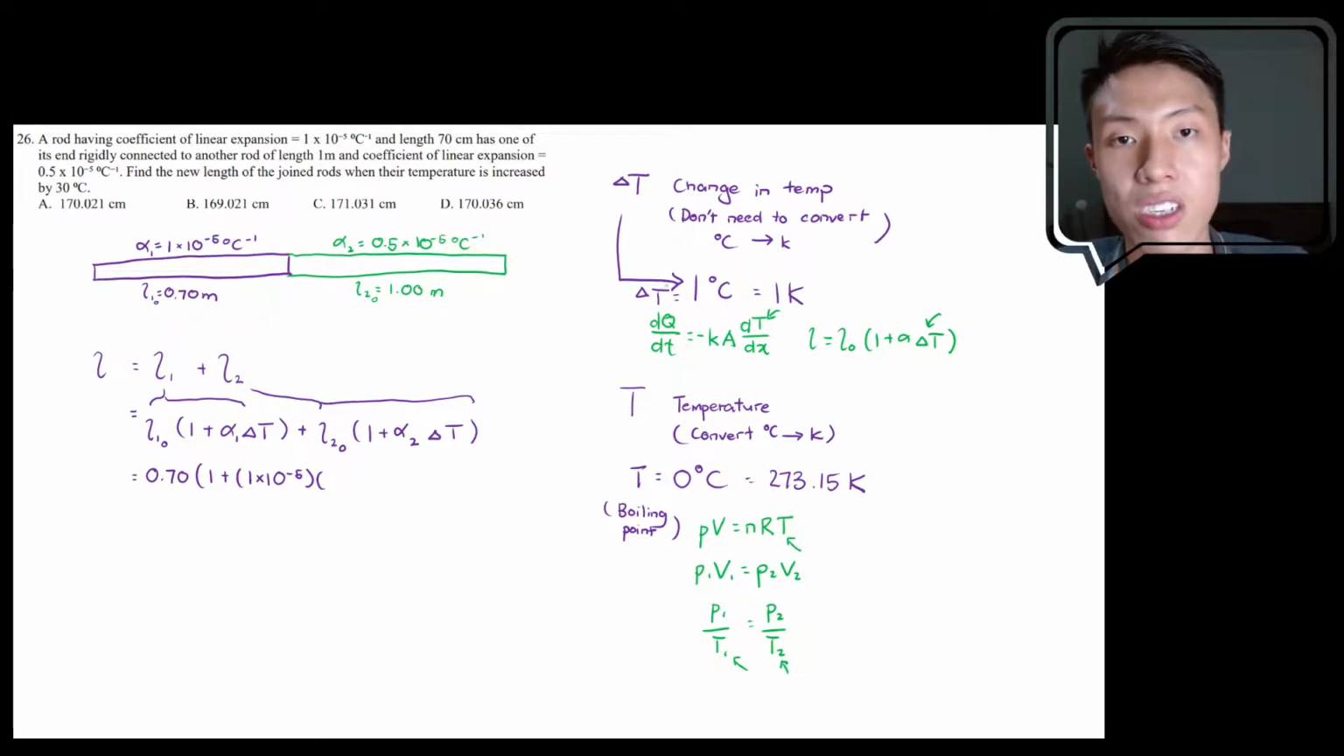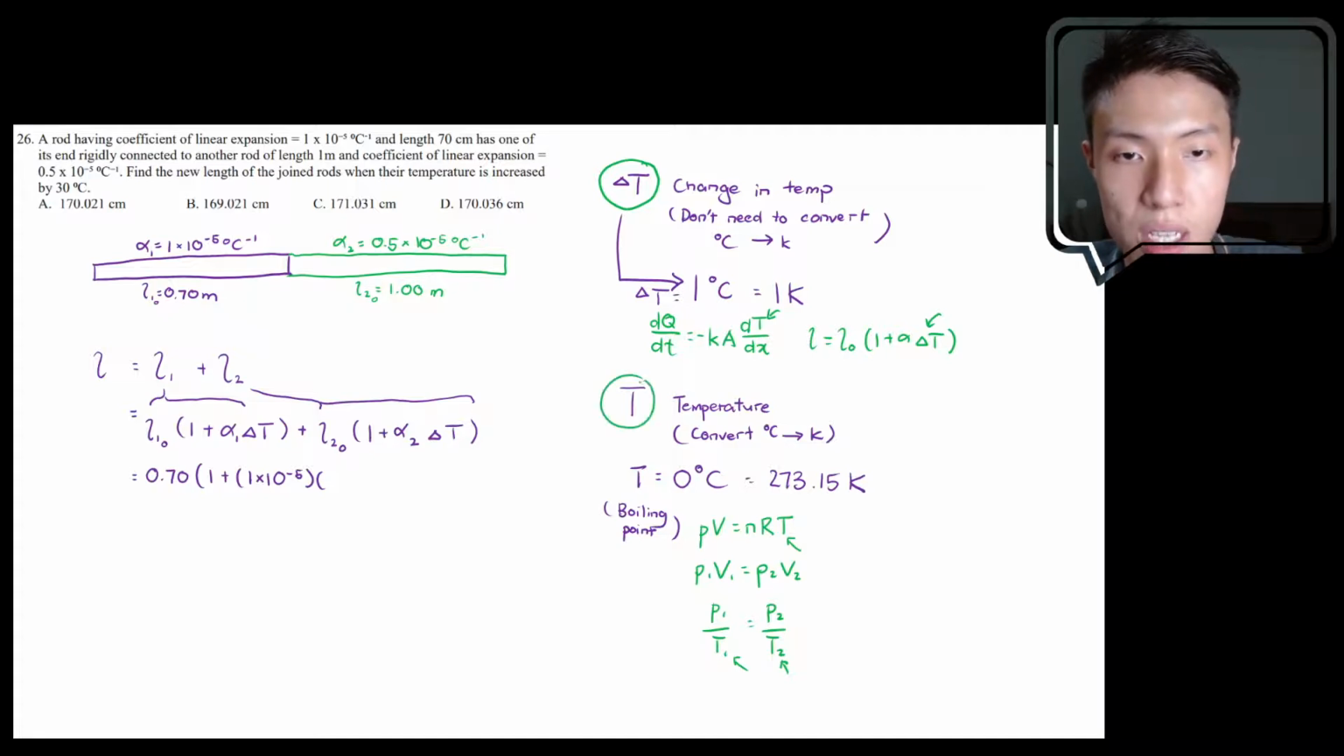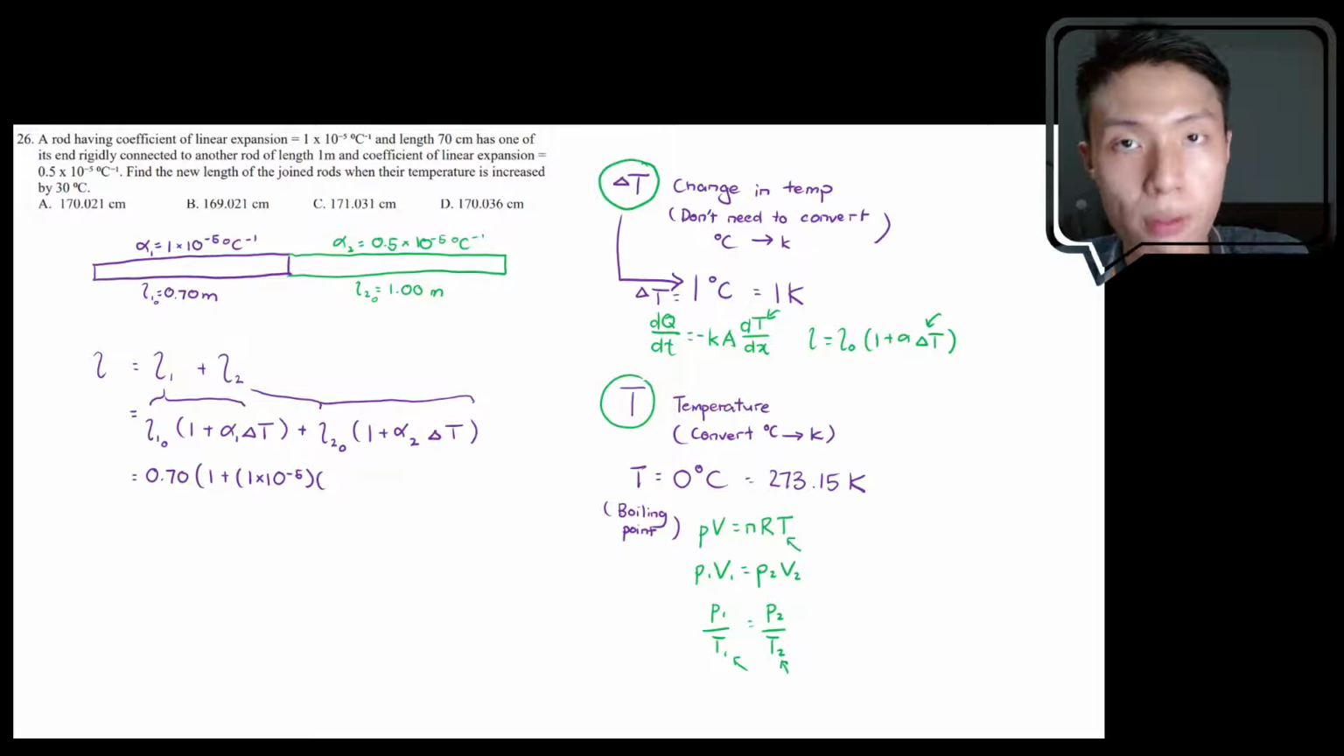Okay, so the idea is you look at whether it's interested in the change in temperature. If it's interested in the change in temperature, you don't need to convert between degrees Celsius and Kelvin, because 1 degree Celsius of change is equal to 1 Kelvin of change. But if you are caring about the actual temperature, the absolute temperature of the material itself, then you should convert it into Kelvin all the time, because all of our equations, if they involve the actual temperature, you should do your calculation in Kelvin. Okay, that's how you differentiate whether you need to convert or not.